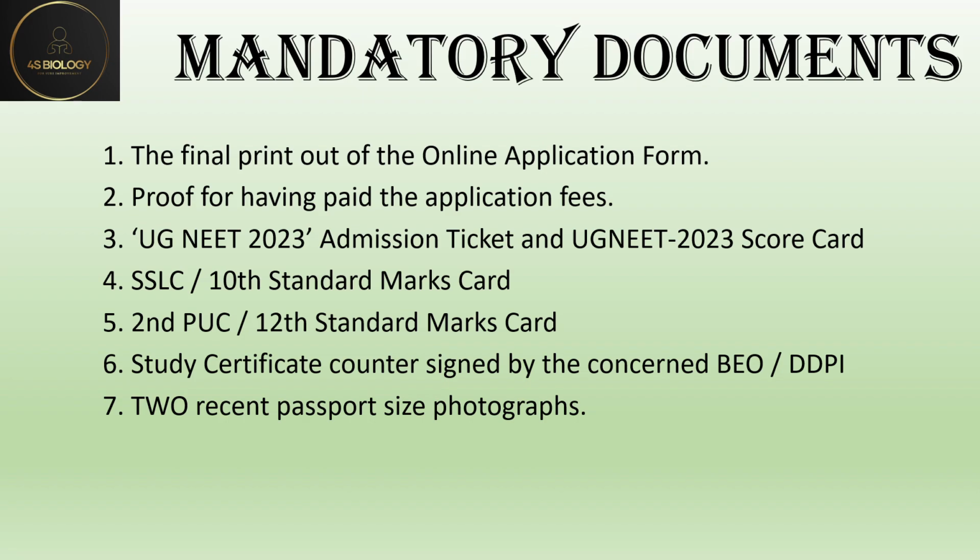The first thing is you have to have the final printout of the online application form. The online application form has to be filled in on the KEA website. They will announce a link or give you some dates to register online, and if you have already appeared in the KCET, you just have to enter your roll number. This process will happen after your NEET results are out, and you have to take a printout of the online application form.